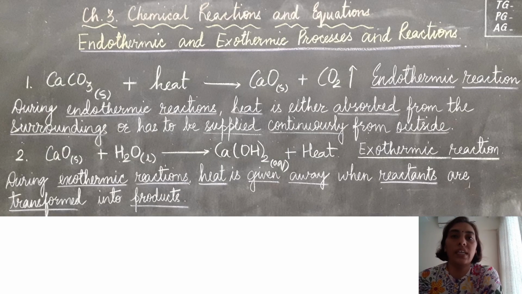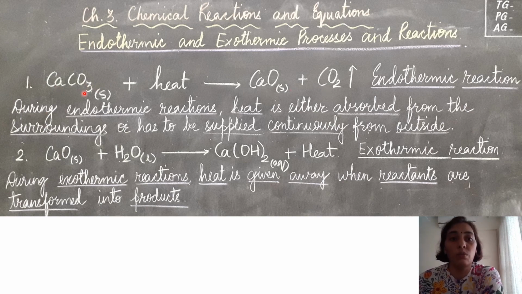Now let us see one example of endothermic and exothermic reactions. The first one, calcium carbonate, and heat we have written on the reactant side, and the product is calcium oxide and carbon dioxide gas. If you remember, we had done this as an example of decomposition reaction. The only difference was that we had written heat on the arrow. So here what have we done? We are supplying this heat in order to convert the reactant into products. So heat is getting absorbed during this process by calcium carbonate to give you the desired products.